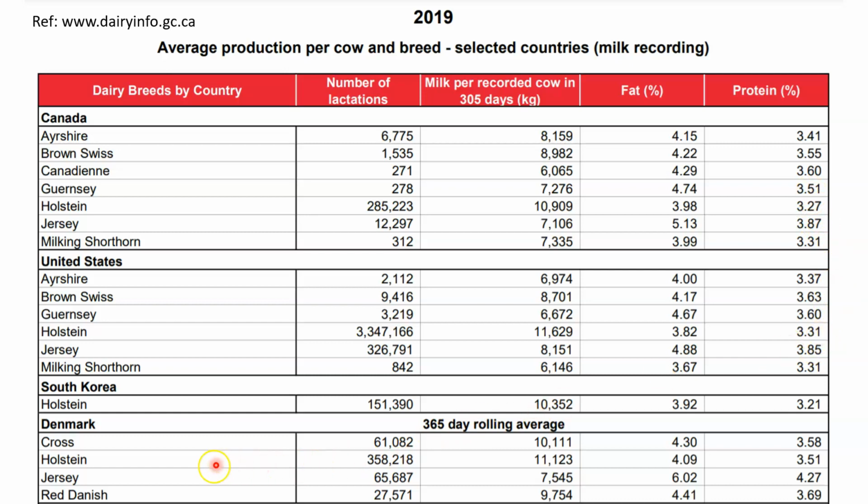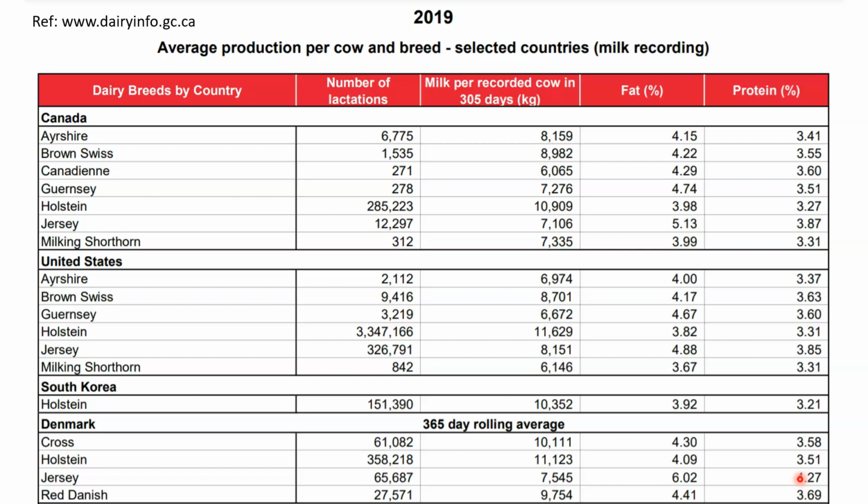Now look at Denmark, Holstein. Milk yield is slightly lower than the US but higher than Canada. Look at fat, it is higher, and protein is higher. Now let's look at Jerseys. Canada, 7,000, 5.17, 3.87. US, higher yield, slightly lower fat and protein. Denmark, 6% fat, 4.27% protein. So even higher than Canada.